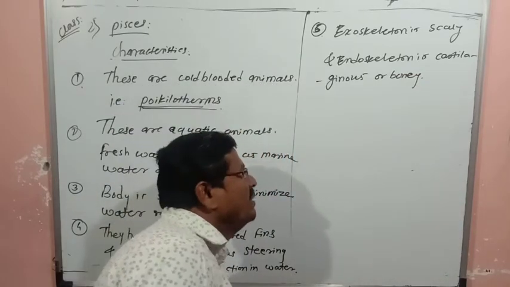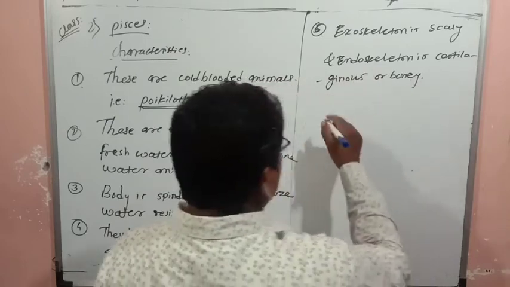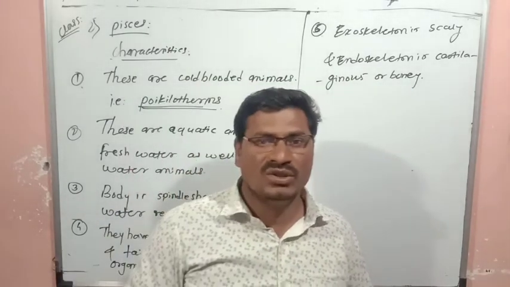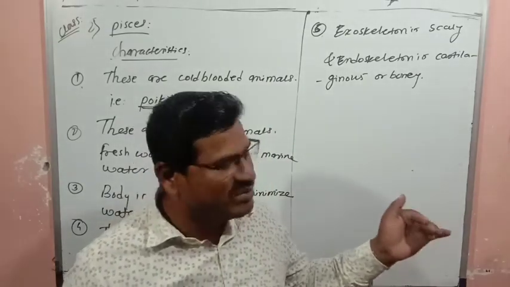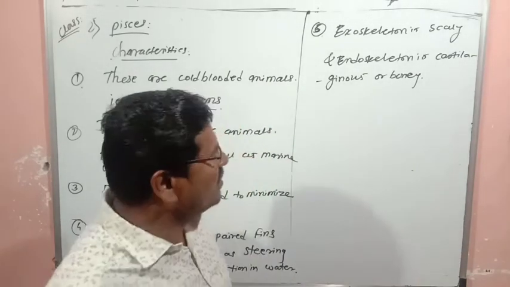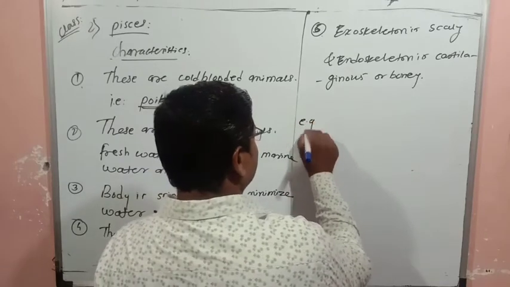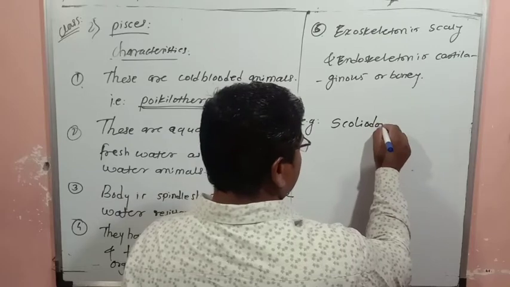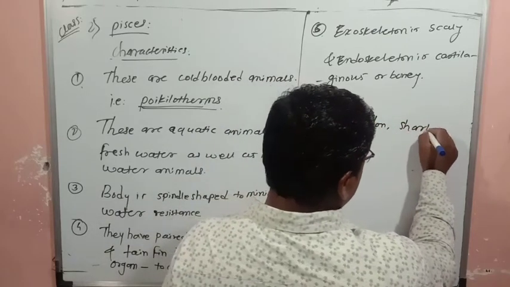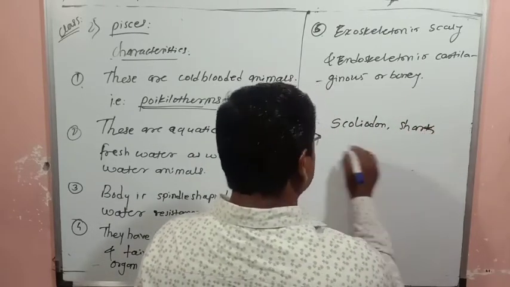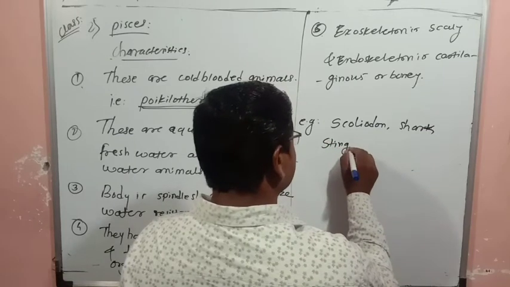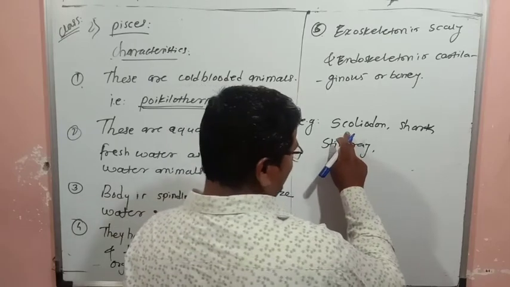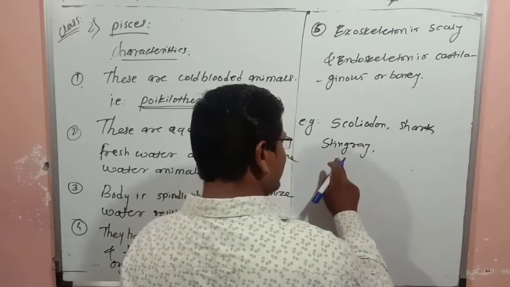So you have to remember these are the characteristics, and the last thing is their examples. Which are the examples in case of these animals? So we'll write examples. Squaliodon, shark is there, stingray is there.